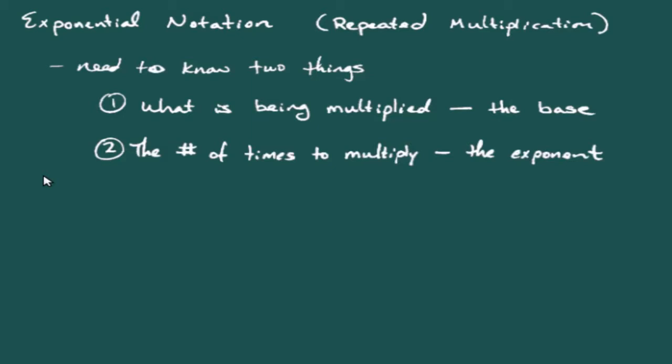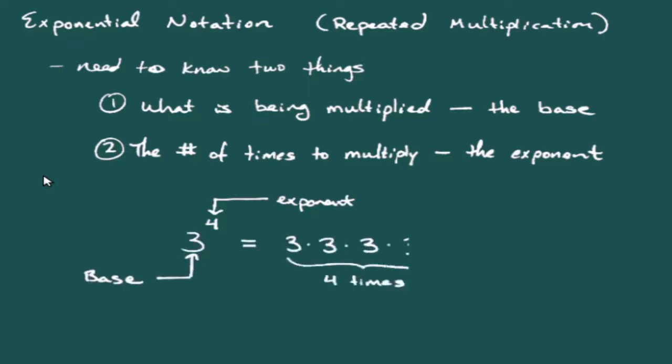Now, how we typically write exponential notation, we write the exponent as a superscript, and then we write the base as a subscript. And so what this notation is telling us is that the base, 3, is what's being multiplied. It's being multiplied a total of 4 times. So 3 with the superscript 4 on it means 3 times 3 times 3 times 3. And if we multiply all those 3's together, we get a grand total of 81.